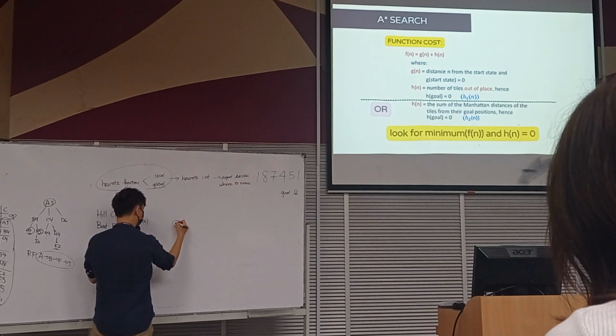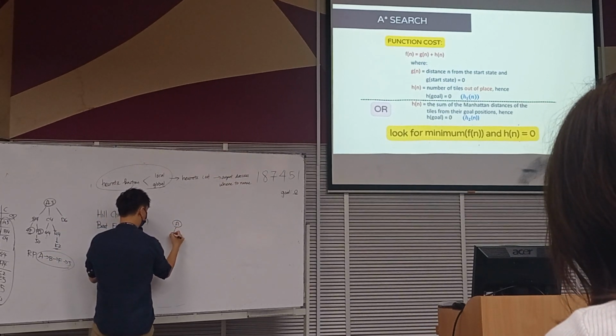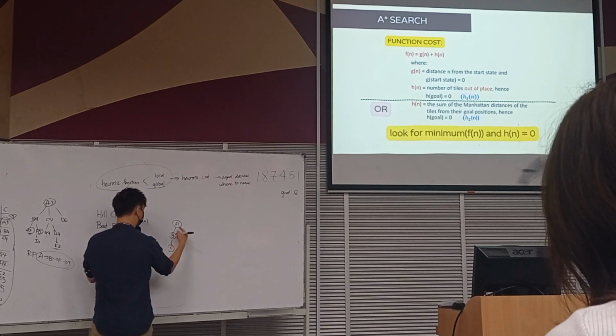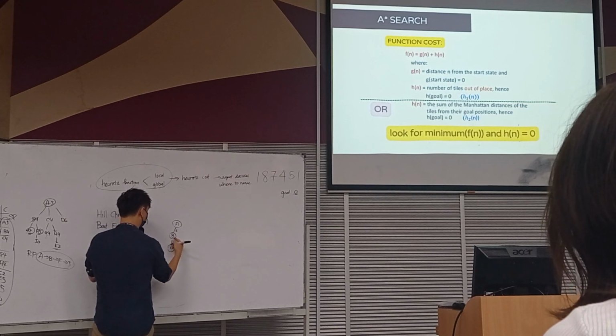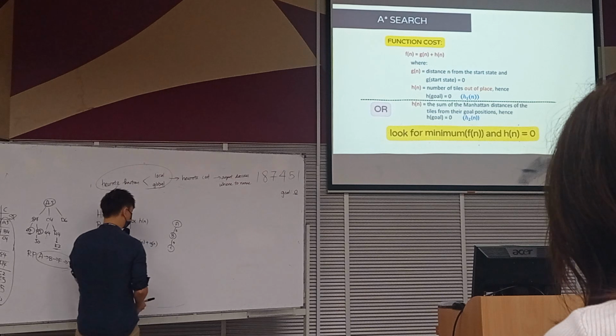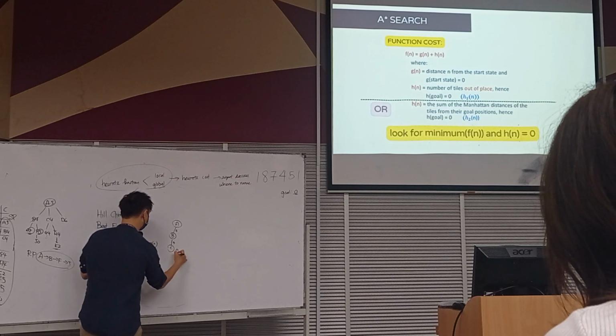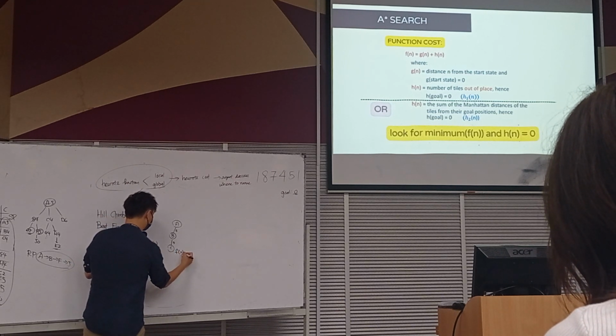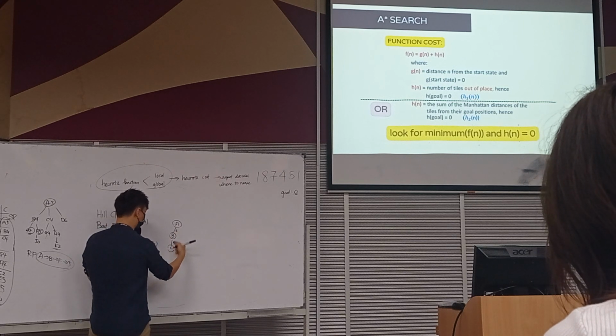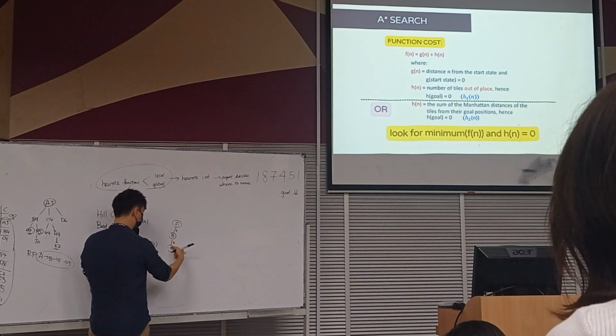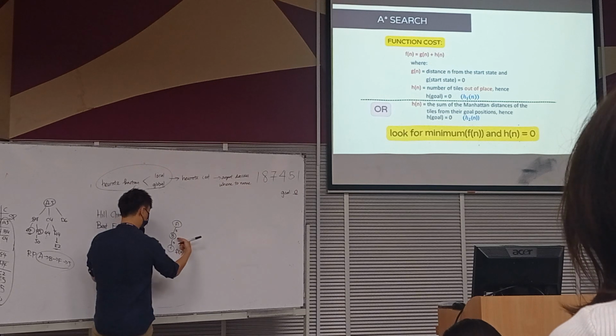Let's say you have an A here, a B here, and a C here. A to B is, let's say, 5. B to C is equal to 4. So what is the function cost for C? This is equal to the total step cost from the initial state, which is 5 plus 4.